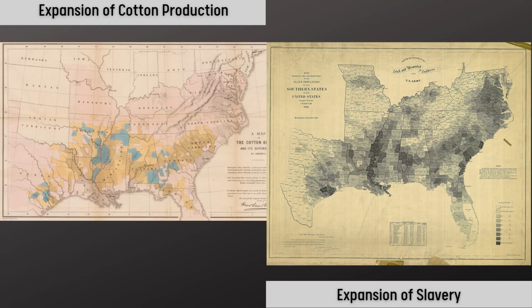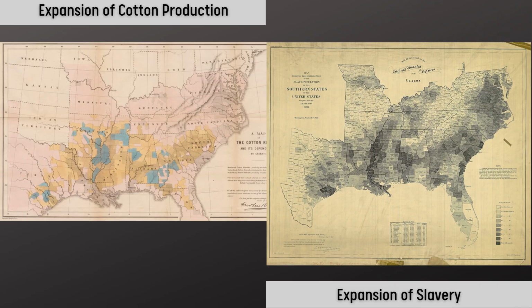The map on the left side looks at the expansion of cotton, and we can see where cotton was primarily centered. And we see a commonality here with the expansion of slavery. Look at where most of the slave population was in the South, and then look at where most of the cotton was. So these two were linked fundamentally into the nature of Southern society and where slaves were primarily located.